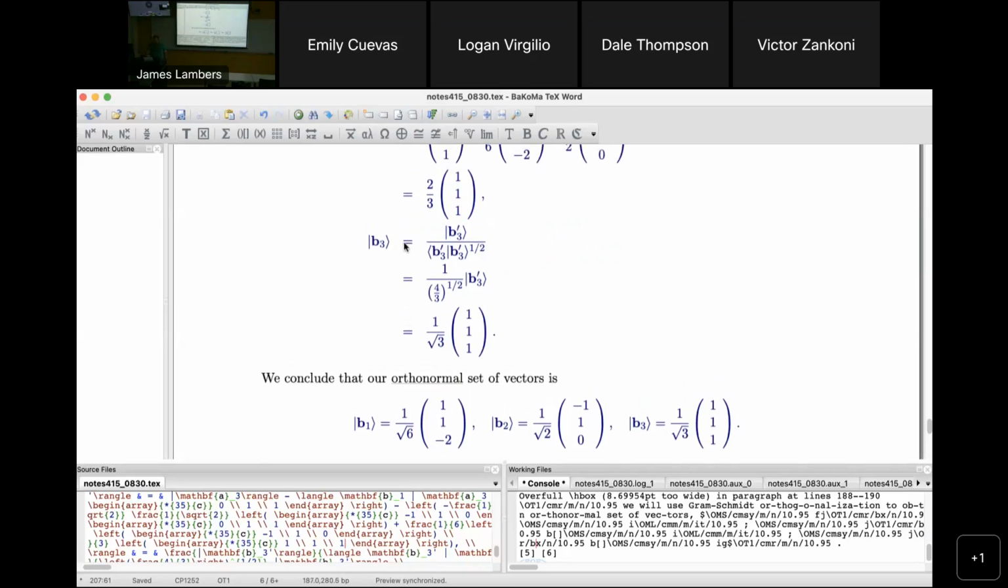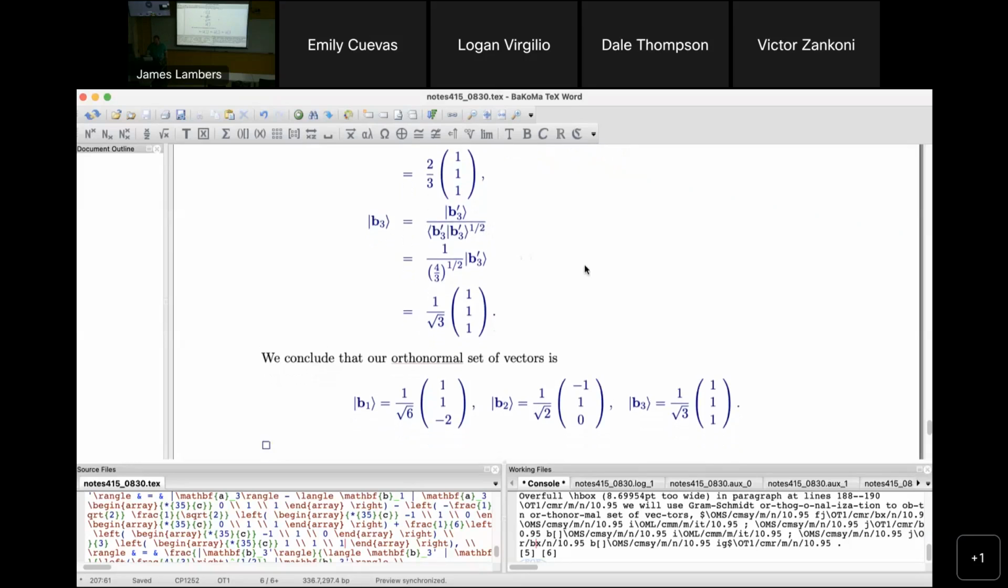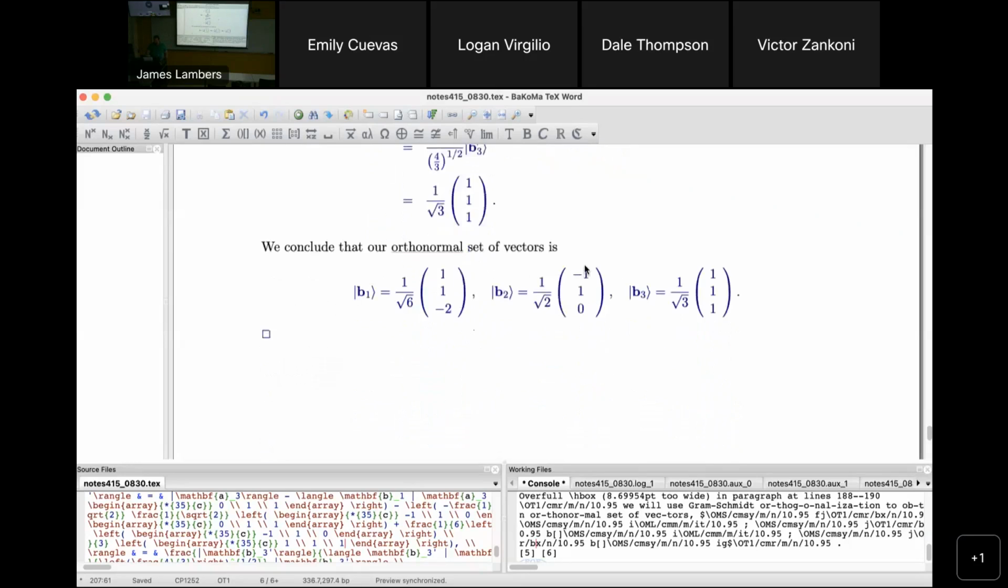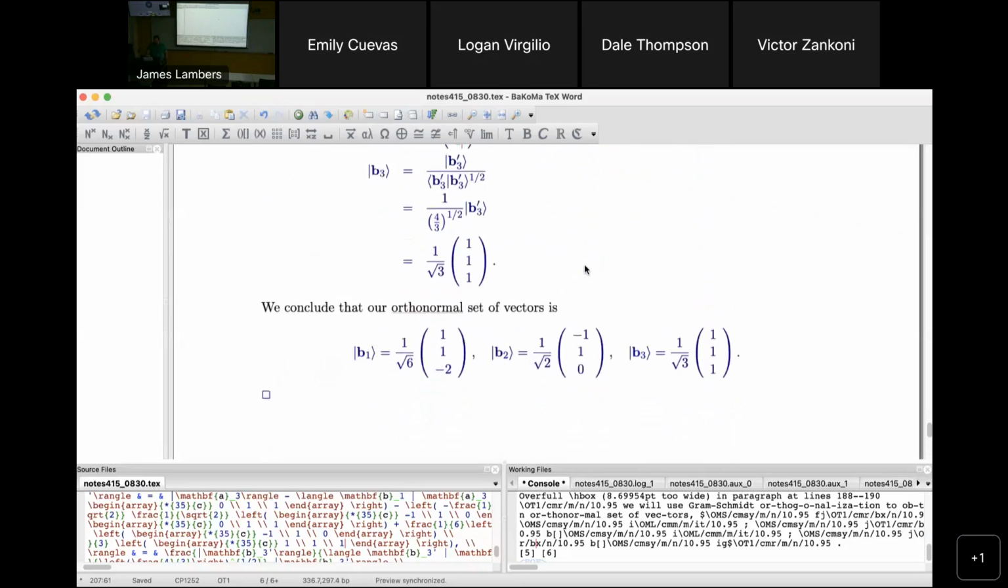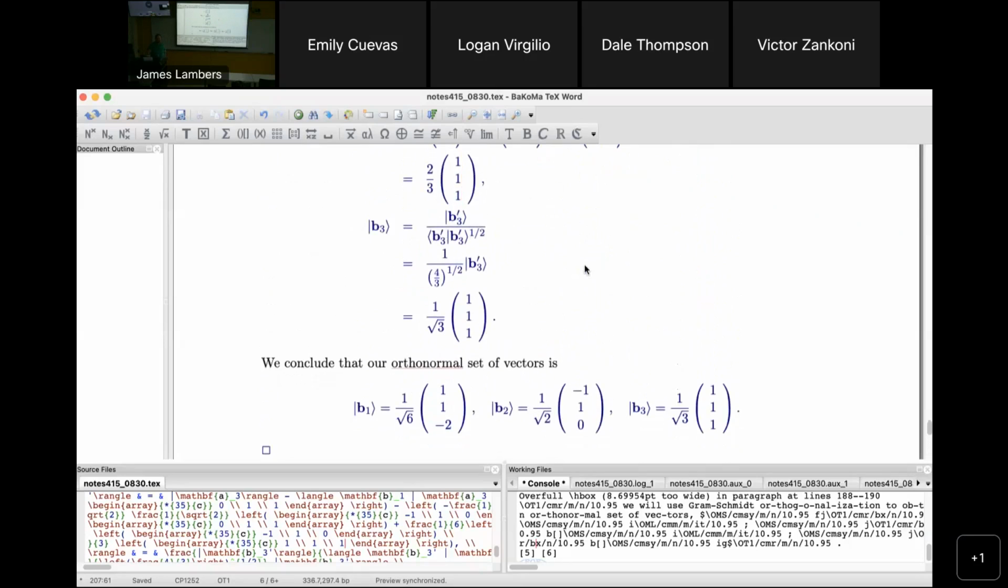Also using the bracket notation for vectors. Okay. Yep, that is the end of the notes anyway.